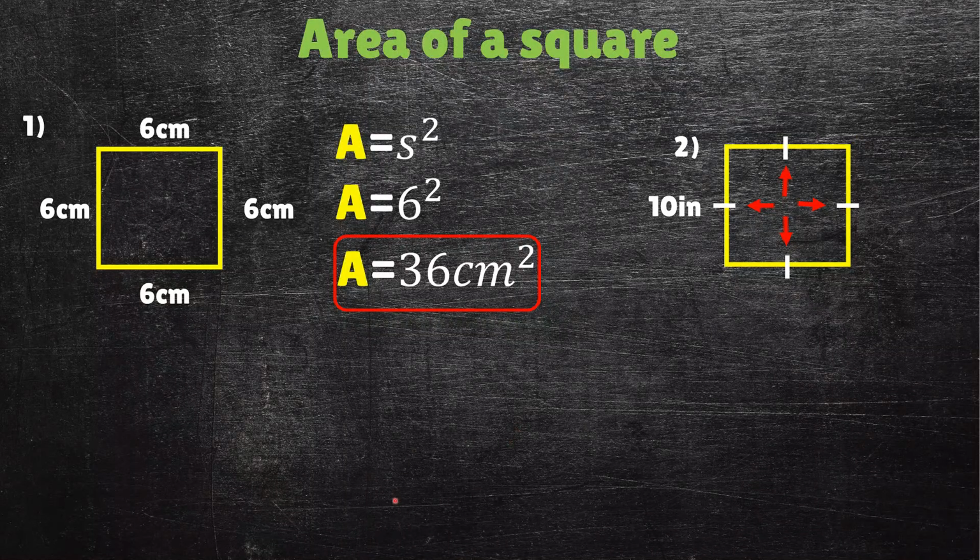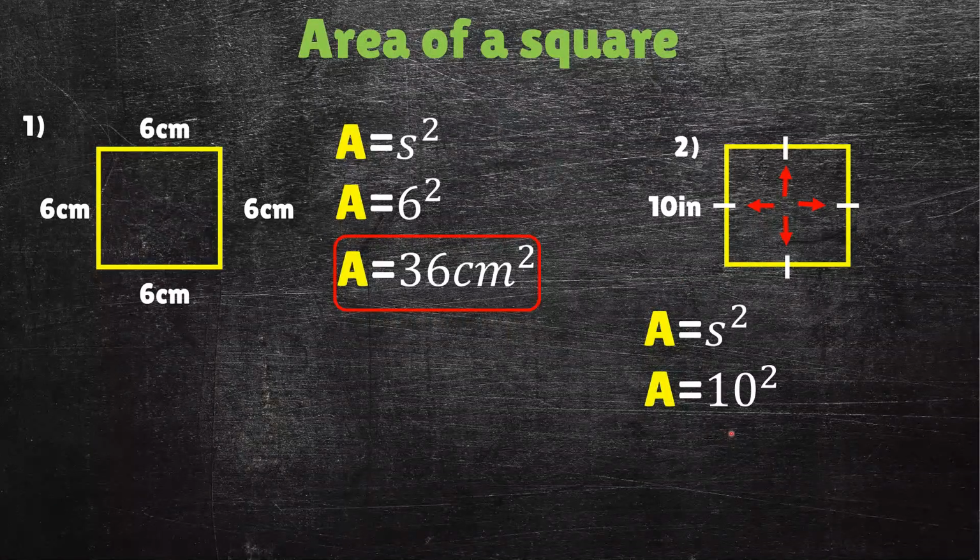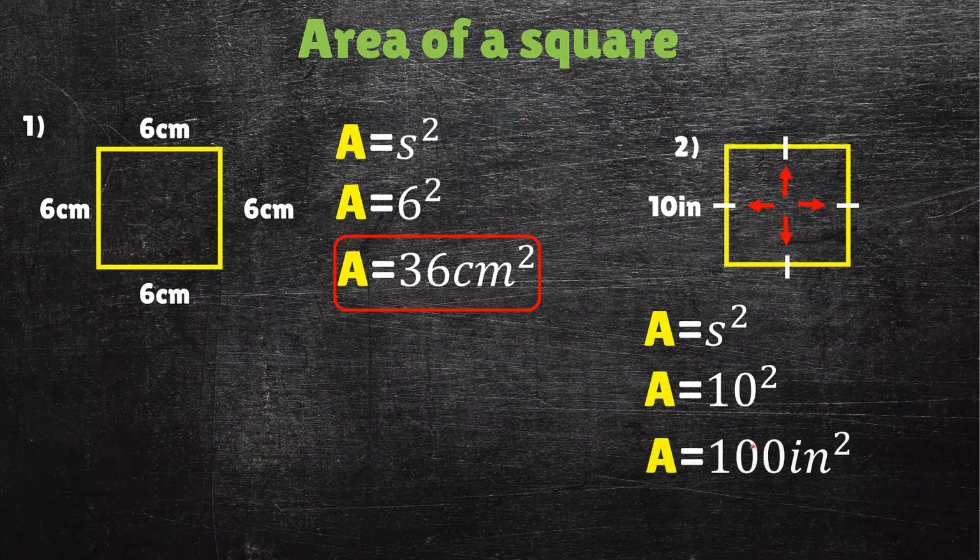As far as area, let's use the formula. Area equals side length squared. Each side is 10 inches. So let's plug in 10 inches for the side length. So 10 squared, that means 10 times 10, which gives us an area of 100 square inches.